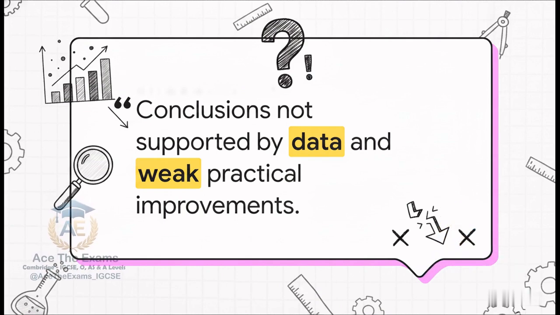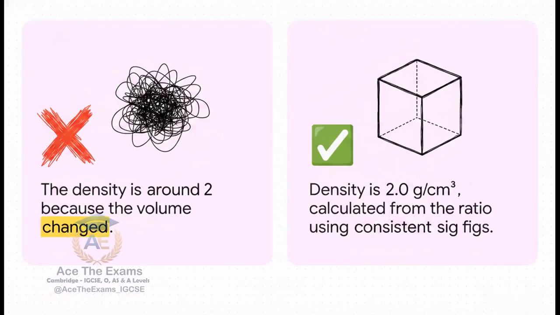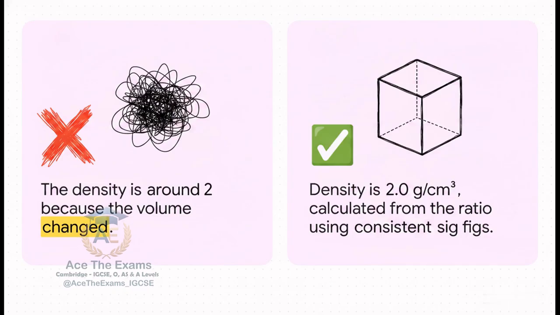Ouch! That is the harsh examiner feedback given to students who completely ignored the framework. They make these vague, airy statements instead of hard, data-driven conclusions. We are going to make sure you never get this feedback. So here is the difference in action. First, check out this flawed student answer. The density is around 2 because the volume changed. I mean, it's vague, it's unitless, it's basically useless.